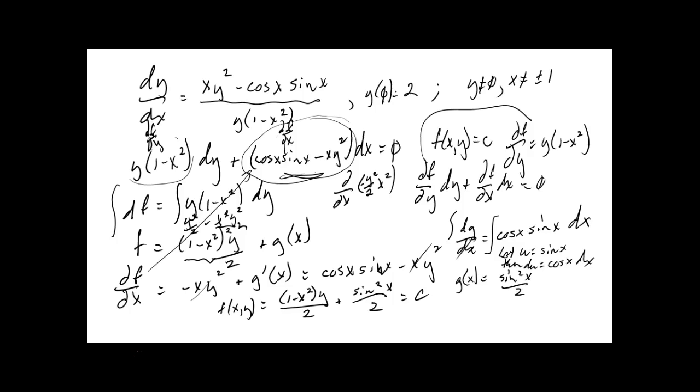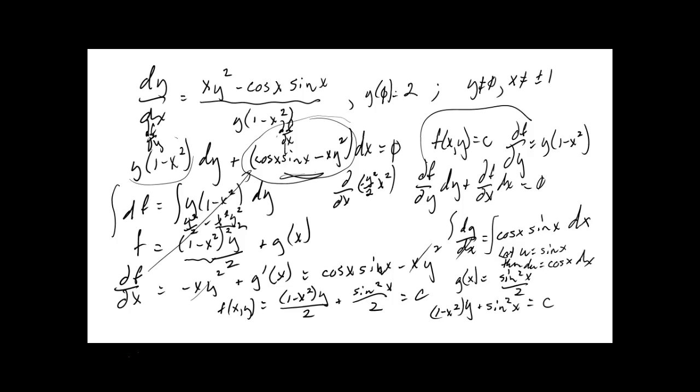Multiply both sides of the equation by 2. And you get (1 minus x squared) y plus sine squared x is equal to some new constant c. Rather than c1 or something like that, I'll just make it a new constant c. That should be our differential equation, our solution. The 2 just goes away.